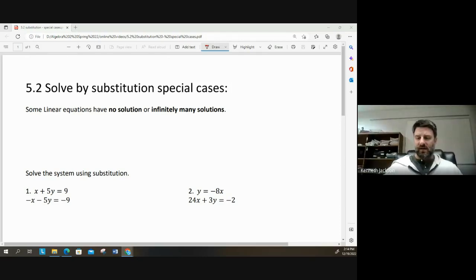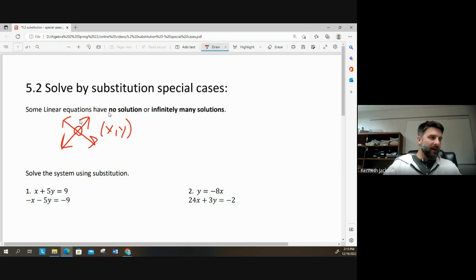These are notes for section 5.2, solving linear systems by substitution and their special cases. If we remember, a linear system from previous sections is simply two lines or two linear equations in the same problem. Typically, we are looking for the point or the ordered pair where these two lines cross in order for the answer, for the solution.